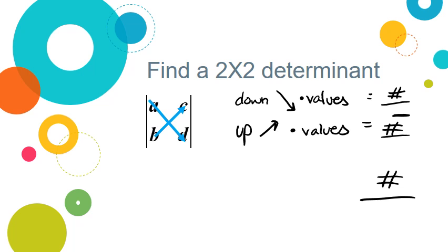Okay, so let's look at it another way. I'm going to start by saying A times D, take that diagonal. Once you have the full diagonal figured out, then you're going to subtract the entire other diagonal. Okay, that will lead you to a final value.